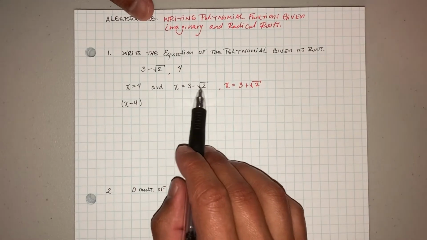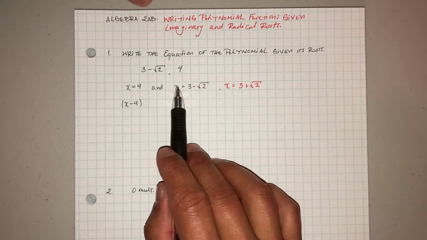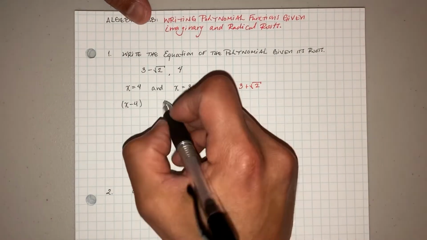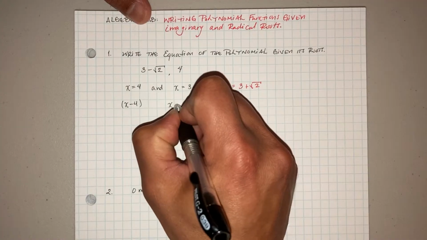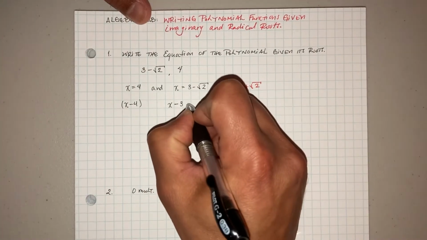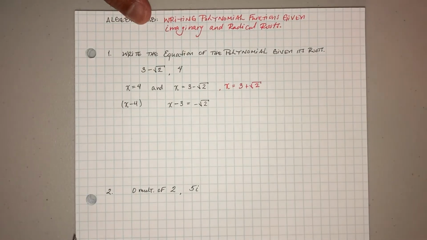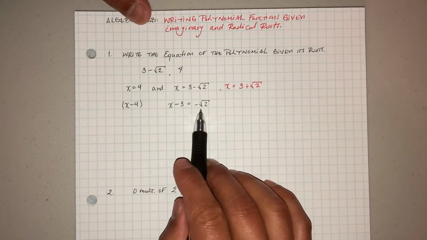So what you want to do, normally we would bring the whole thing over and square it, but we're going to do it a little bit different. We're just going to go ahead and bring the 3 across. Okay, so what's going to happen? You're going to get x minus 3, okay, to the left, and then on the right, you're just going to have negative radical 2.